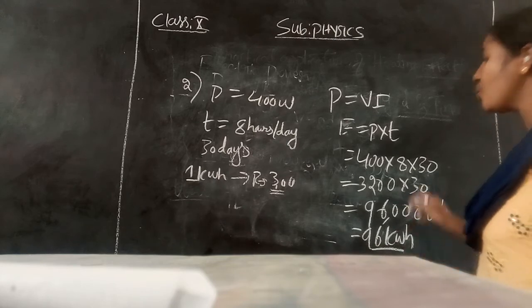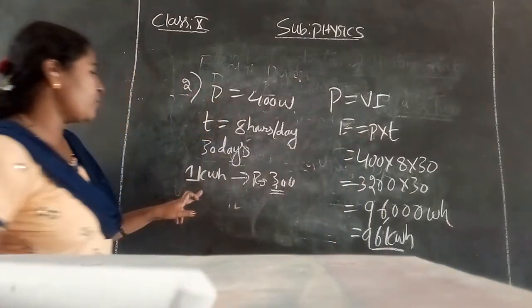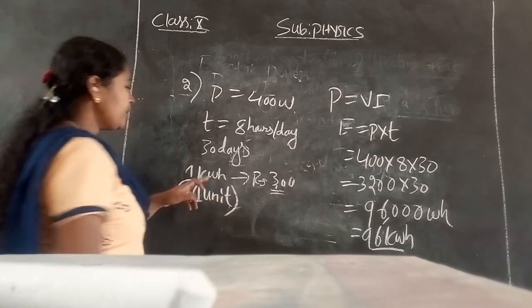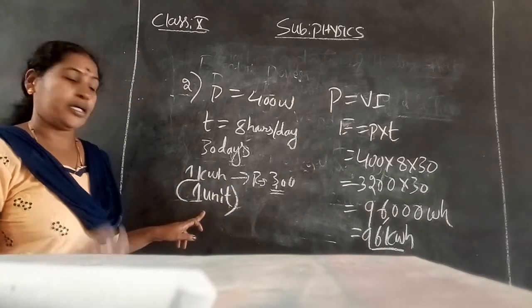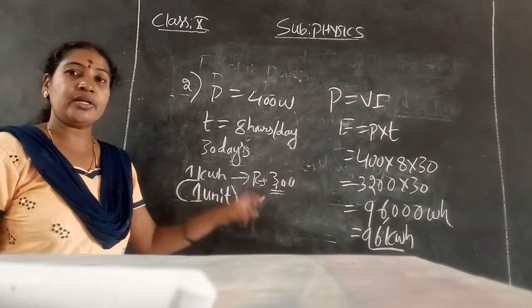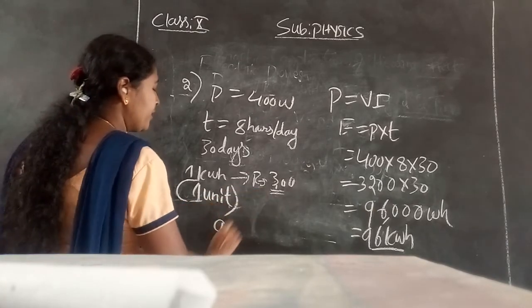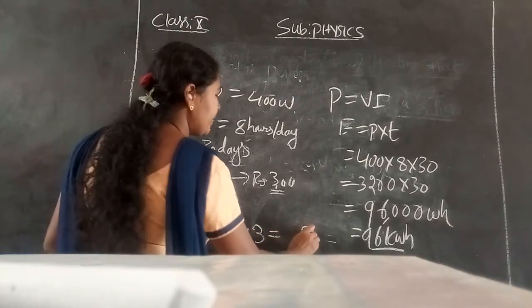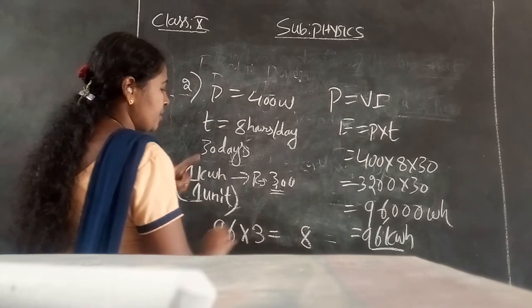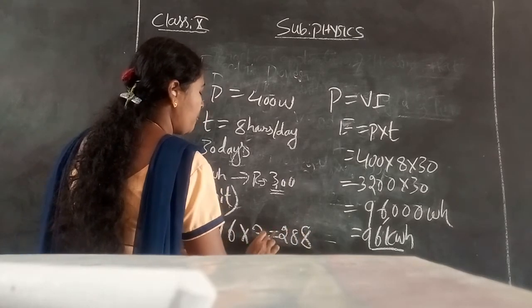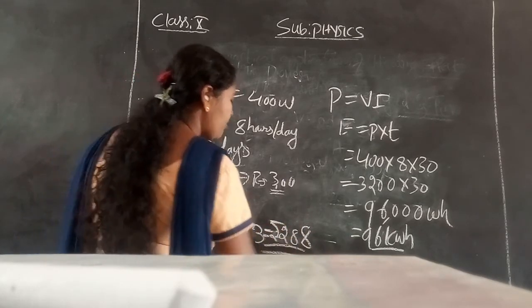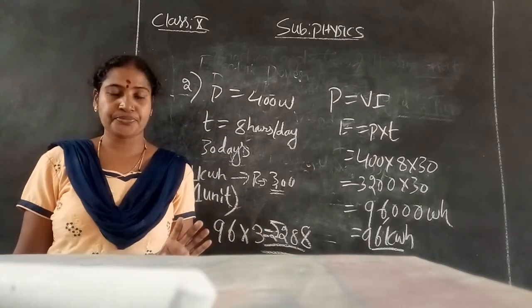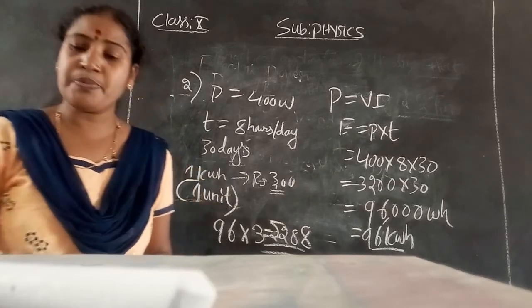Therefore 96 kilowatt hour. They have given the amount as 1 kilowatt hour is nothing but 1 unit. 1 unit is 3 rupees. Therefore for 96 kilowatt hour multiplied by 3 rupees. 3 sixes are 18, 1 carry, 3 nines are 27, 27 plus 1, 288 rupees. So the amount is rupees 288.